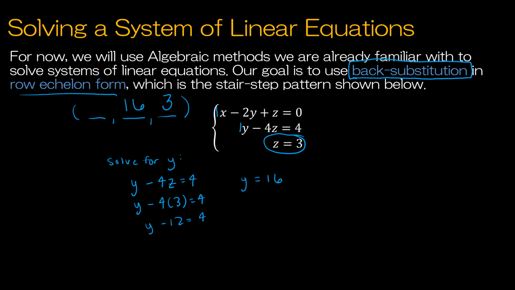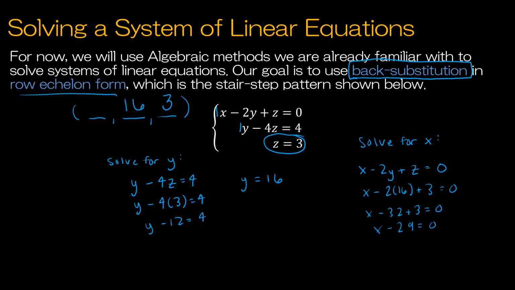And then I will finish by solving for x. I already know z is 3, and I will solve for x using the first equation. So x minus 2y plus z is equal to 0. I'm going to replace y with 16 and z with 3. That gives me x minus 32 plus 3 is equal to 0. x minus 29 is equal to 0. So x must be 29. So my solution to this system is 29, 16, 3.